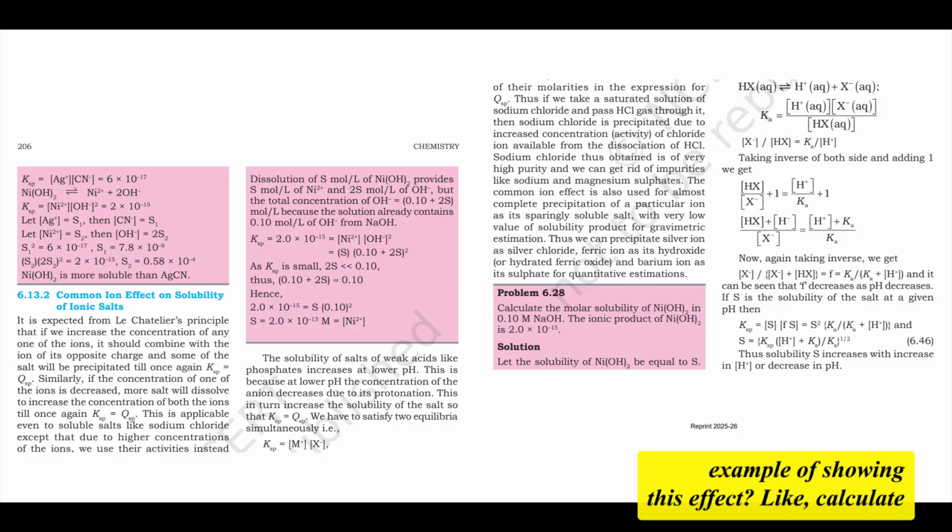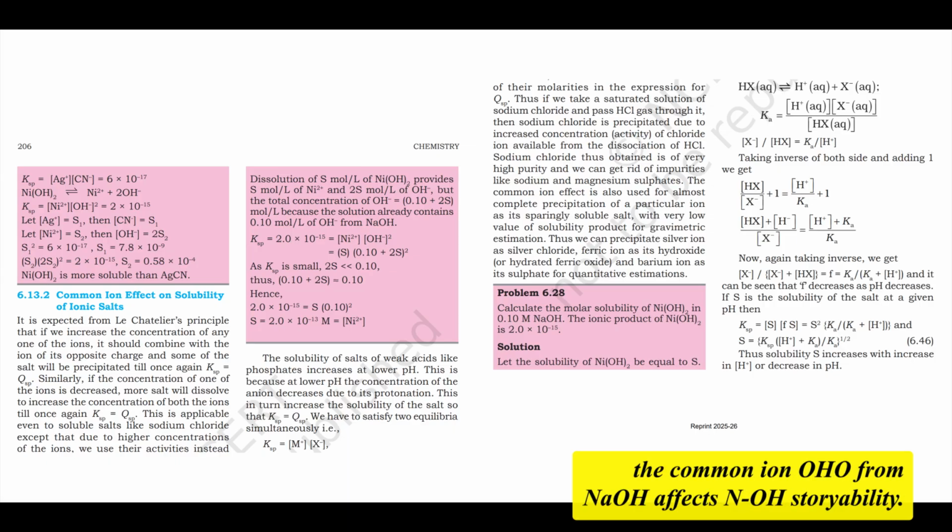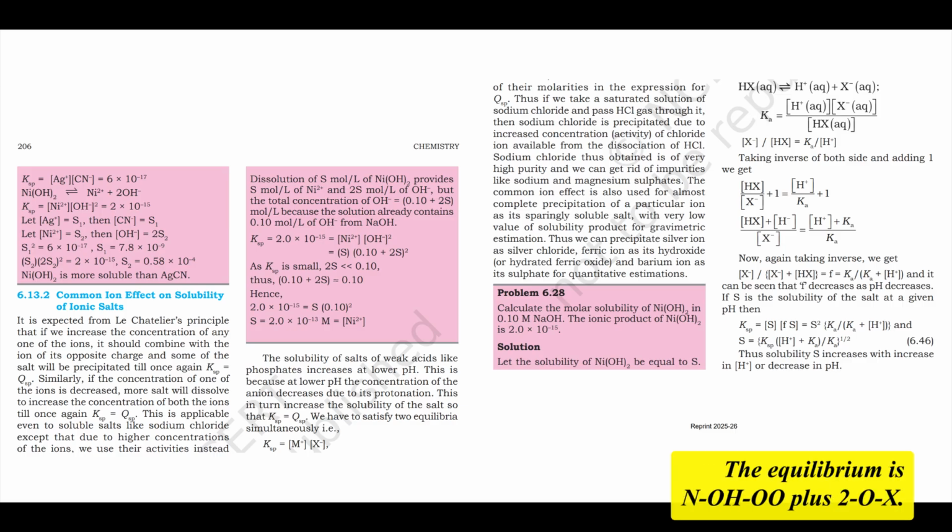Could we do a calculation example showing this effect, like calculate the molar solubility of nickel(II) hydroxide, Ni(OH)2, in a 0.1 M NaOH solution? We know its Ksp is 2.0 × 10^-15. Excellent example. Let's see how the common ion, OH⁻, from NaOH affects Ni(OH)2 solubility. The equilibrium is Ni(OH)2(s) ⇌ Ni²⁺(aq) + 2OH⁻(aq). Ksp = [Ni²⁺][OH⁻]² = 2.0 × 10^-15.